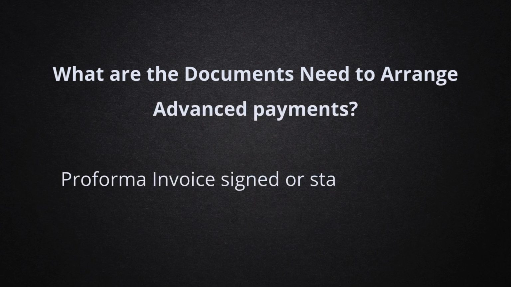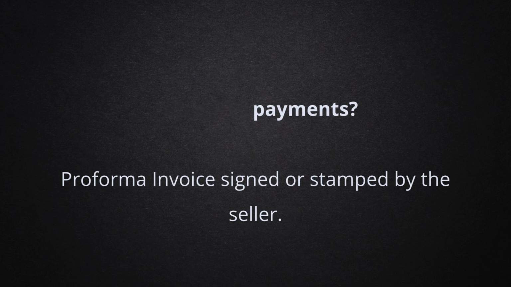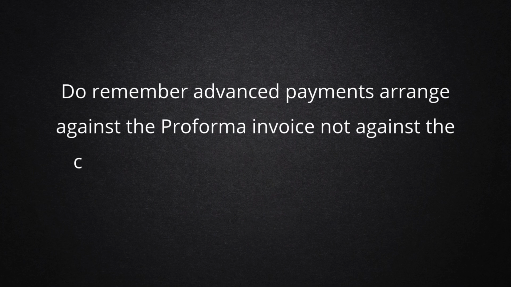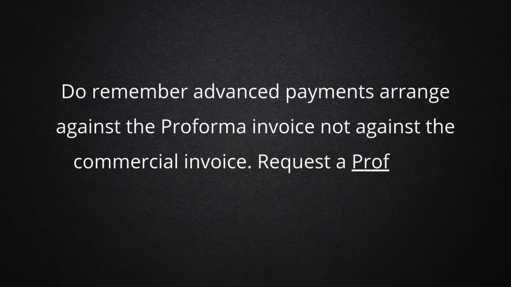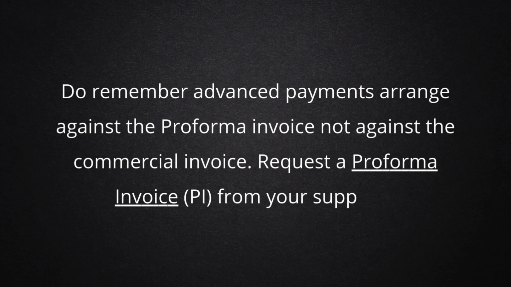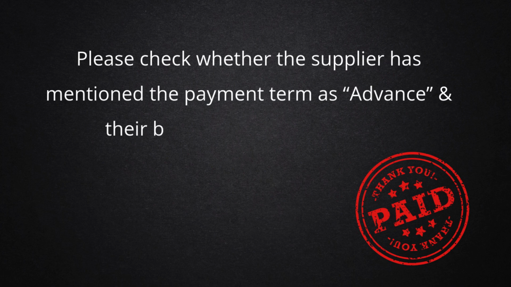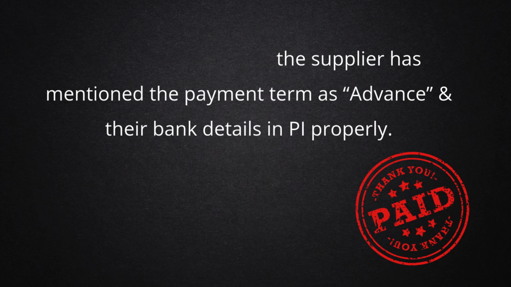So, what are the documents needed to arrange advance payments? It's only the proforma invoice signed or stamped by the seller. Do remember, advance payments are arranged against the proforma invoice, not against the commercial invoice. Request a proforma invoice from your supplier. Please check whether the supplier has properly mentioned the payment term as advance and their bank details in the proforma invoice.